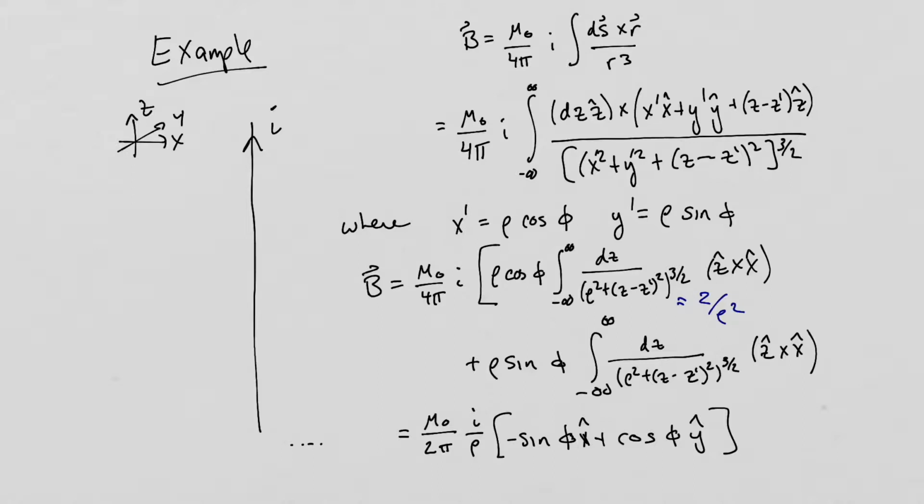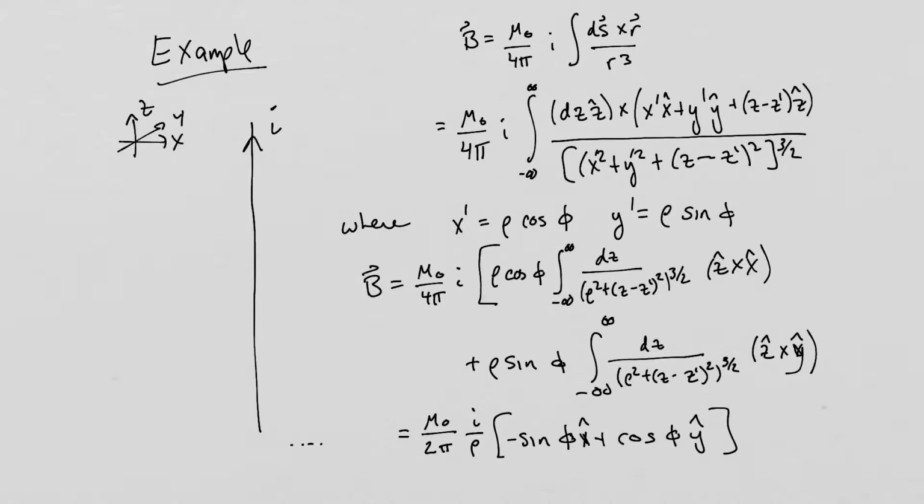But once I do that integral, all that's left is for me to evaluate the two cross products that are left. Let me do that again. The first term has a z hat cross x hat, which is y hat. And the second term has a z hat cross y hat, which is minus x hat.